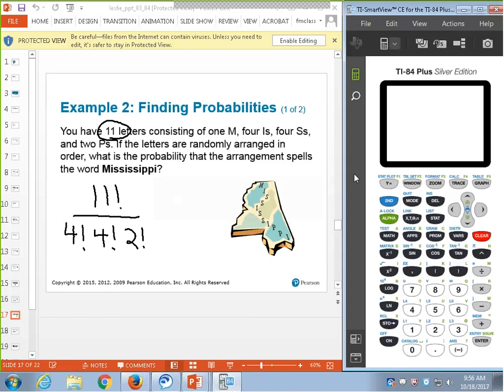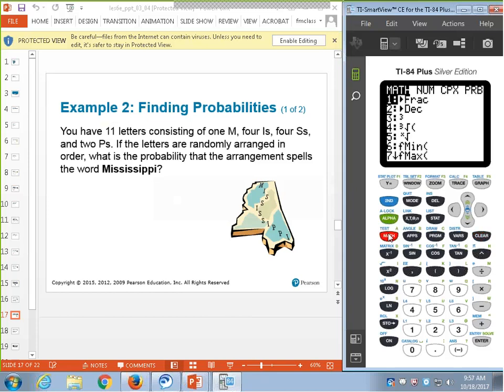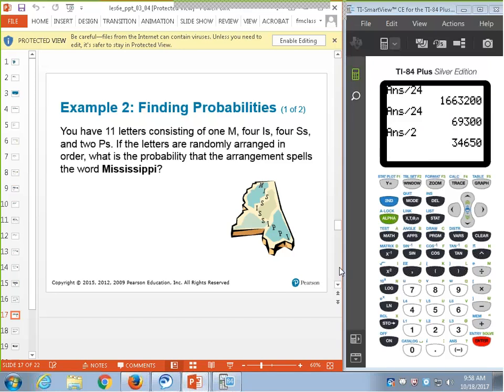Okay, the duplicates. Now again, we don't have that formula. The best we can do is 11 factorial. But now what? Divided by 4 factorial, which we know is 24, right? And then there's 4 I's, there's 4 S's, so we divide by another 24, 4 factorial, and 2 factorial is 2 times 1, which is 2. So divide by 2, and there's our answer, 34,650.